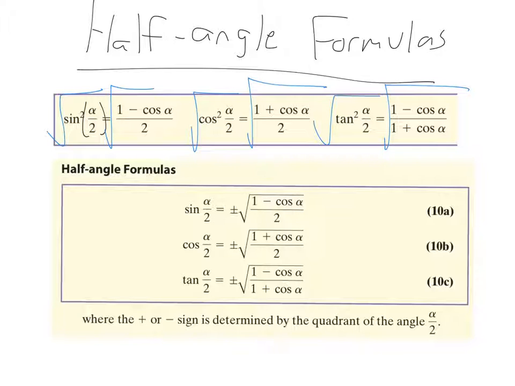Sine of alpha over 2 is equal to the positive or negative square root of 1 minus cosine of alpha over 2. Likewise, cosine of alpha over 2 is equal to the positive or negative square root of 1 plus cosine of alpha over 2. And tangent of alpha over 2 is equal to plus or minus the square root of 1 minus cosine over 1 plus cosine. We take the positive or negative square root depending on which quadrant our angle alpha over 2 is in.